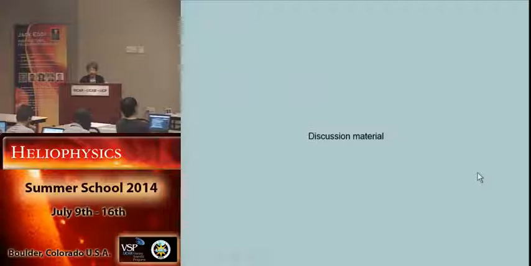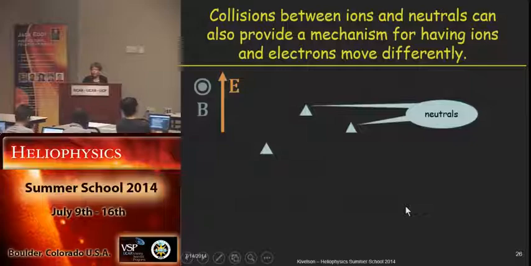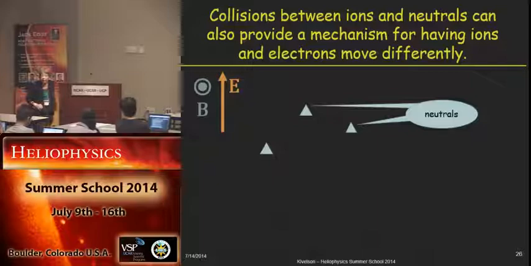Okay. Now, collisions between ions and neutrals also provide a mechanism for having, so, yes, Julian. It's neglecting what? Gravity. Gravity is neglected in all of this discussion. Gravity balances the centrifugal force at Jupiter, for example, at 2 Jovian radii. Inside of that, or even near that, you better start thinking about gravity. But out where the moons are, gravity is down by so much that we can ignore its contributions. Thank you for pointing that out.